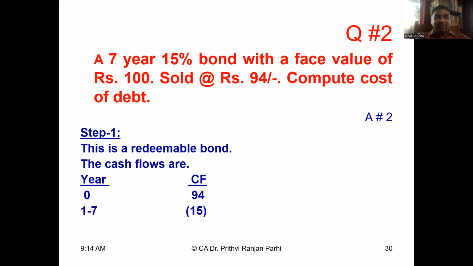If you look here, the cash flow structure will be like this. At year 0, at time point now, the company will be getting 94 rupees because it has issued a bond at a discount. From year 1 to 7, every year there will be an outflow of 15 rupees. And in year 7, the company has to redeem, it has to pay 100 rupees. So this is the cash flow structure: inflow 94, outflow 15, 15, 15, like this for 7 years, and then in the 7th year again 100. If you can compute the internal rate of return of this cash flow, that will be the cost of debt.